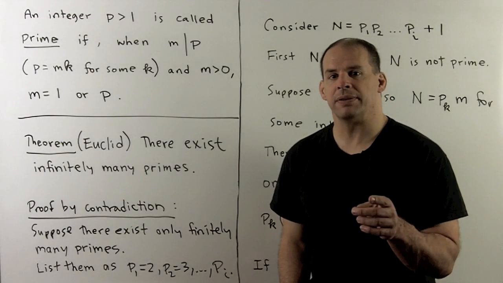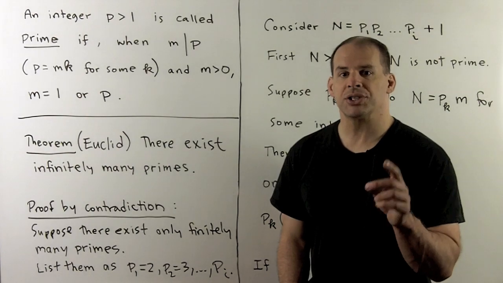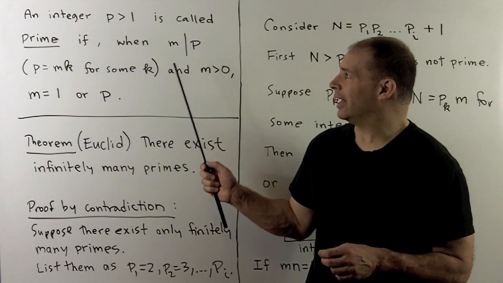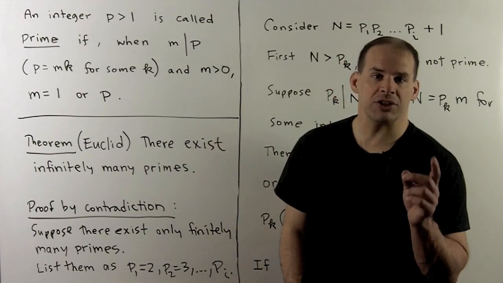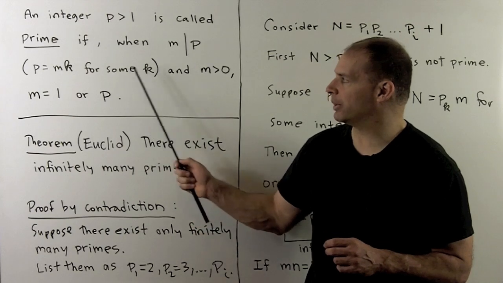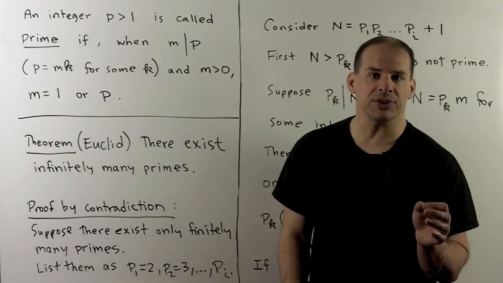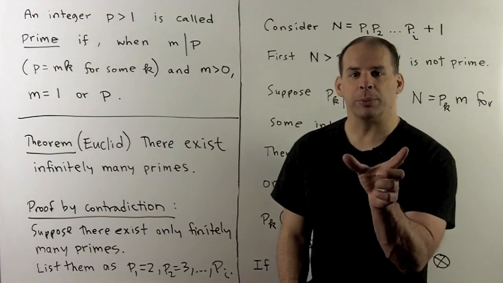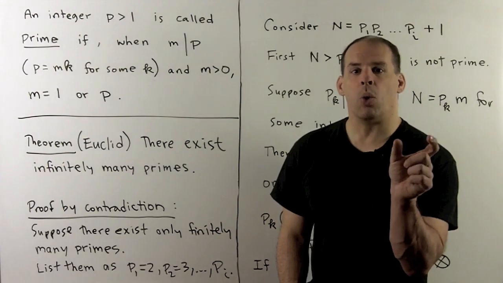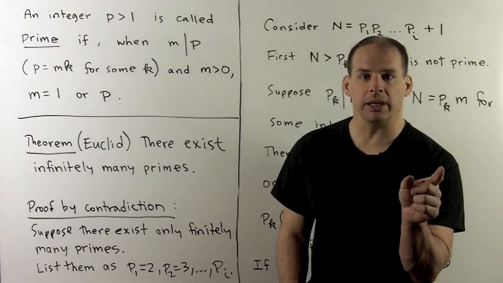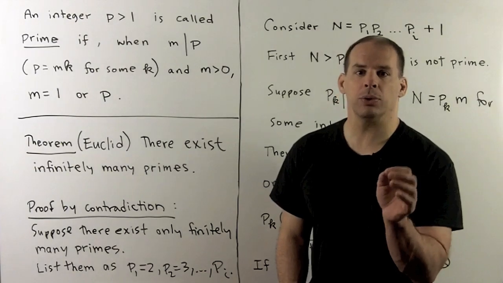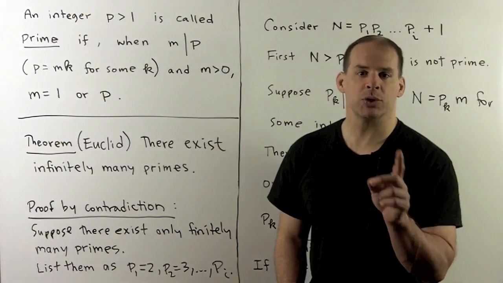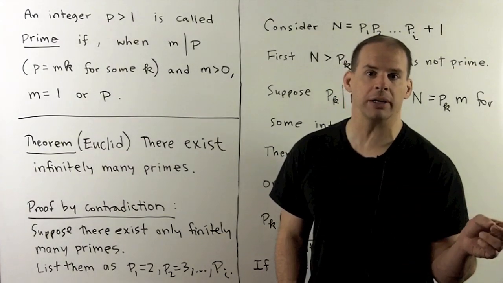Now, let's clean up a definition from the previous board. I'll say an integer p greater than 1 is called prime if, when an integer m divides p, so that just says that p is equal to m times k for some integer k, and we have that m is greater than 0, then m is equal to 1 or p. So if I try to factor p, the only way I can do that is as 1 times p. There's nothing in between. So numbers that are prime would be like 2, 3, 5, 7, and so on. 4 and 6 are not prime because we could factor them into 2 times 2 or 2 times 3.